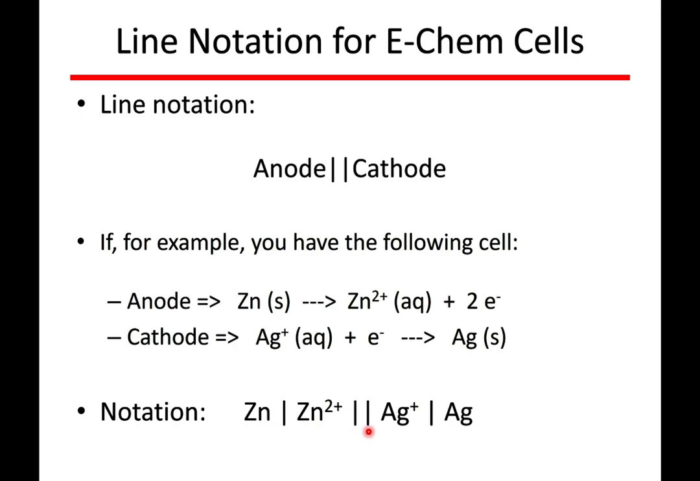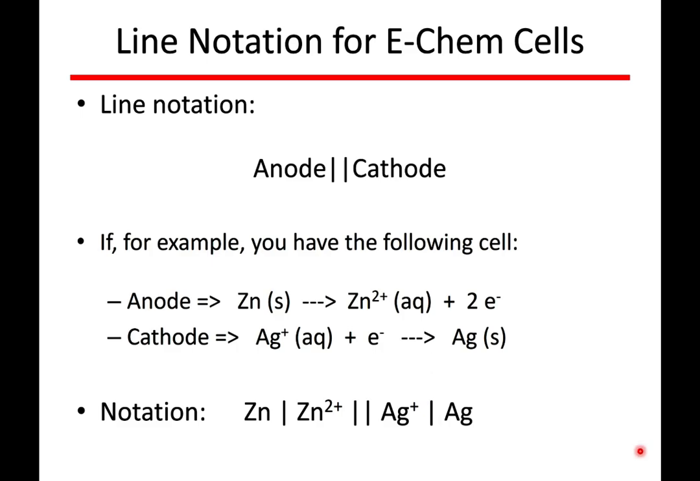Then we put the double vertical line to represent the salt bridge. And then on the right-hand side, we'll put in the cathode. Again, we always read from left to right. So in the half reaction that occurs at the cathode, Ag+ goes to Ag. And so we'll write Ag+, Ag. Now, Ag+ and Ag are in different phases. One is aqueous and one is solid. And so you use a single vertical line to separate that.